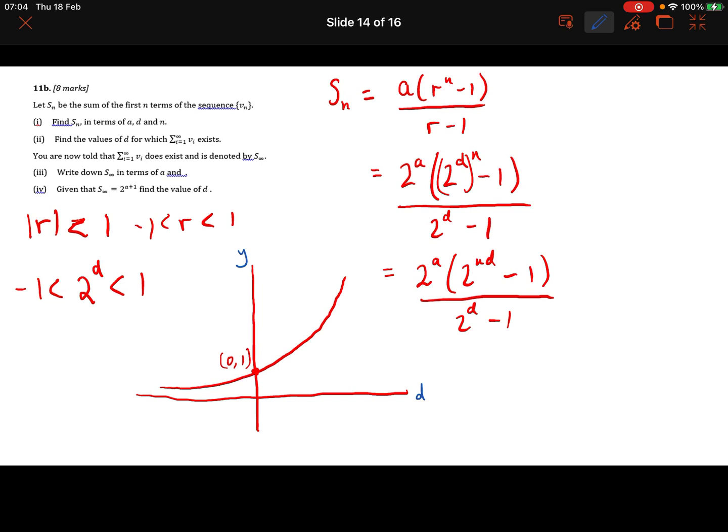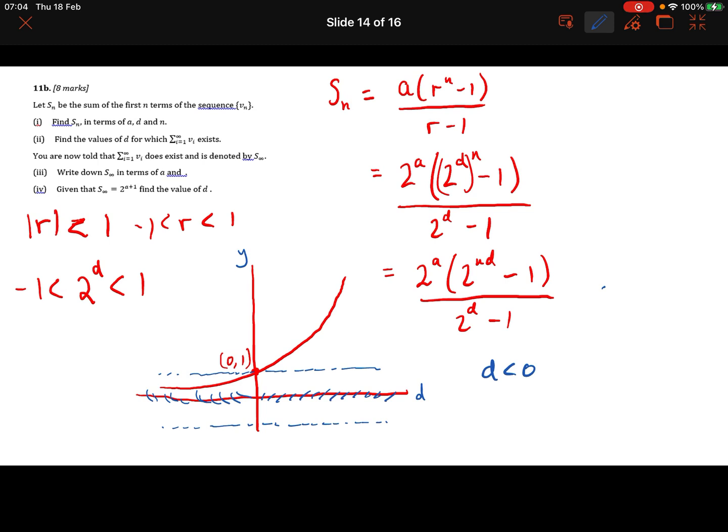Okay? So I know that my value of d, or if we make this the y-axis and this the d-axis, I know that my y values are only allowed to be between 1 and minus 1. Well, that doesn't happen over here, but it does happen over here. So I know that d has to be less than 0 for there to be a sum to infinity.